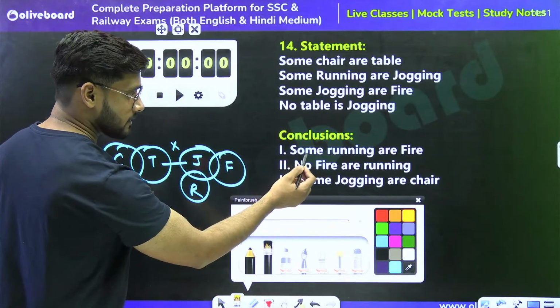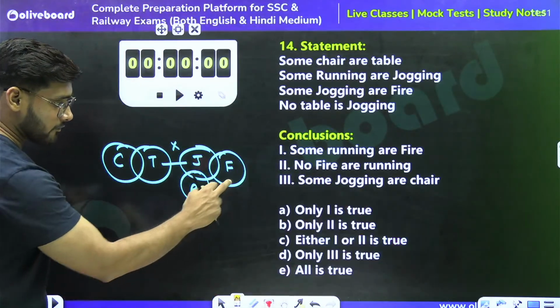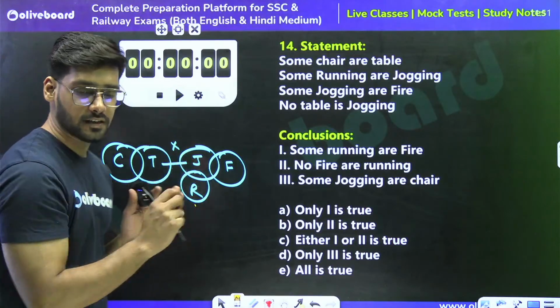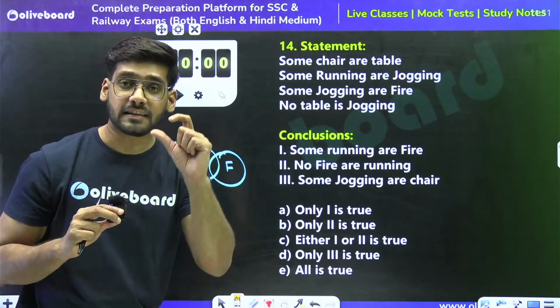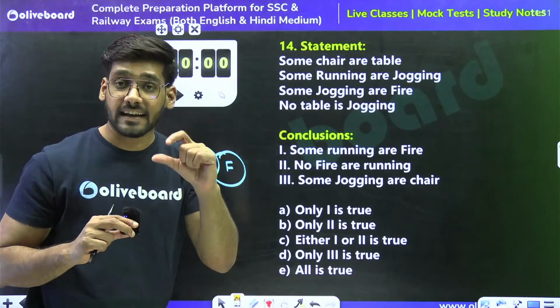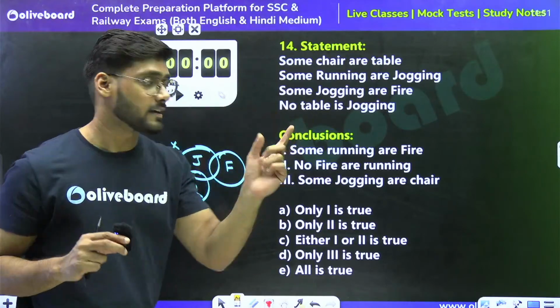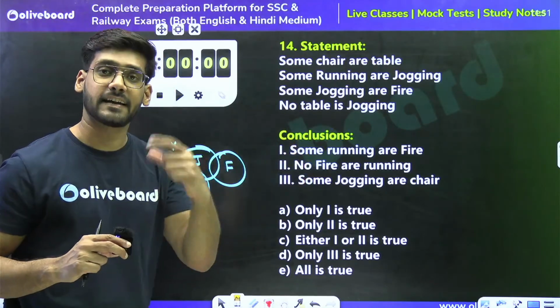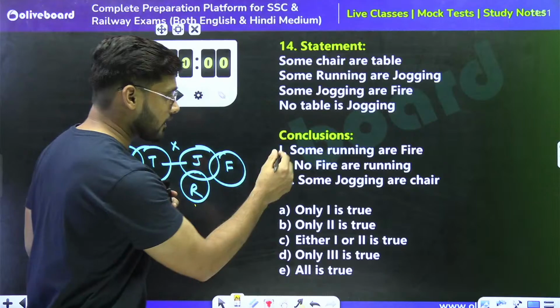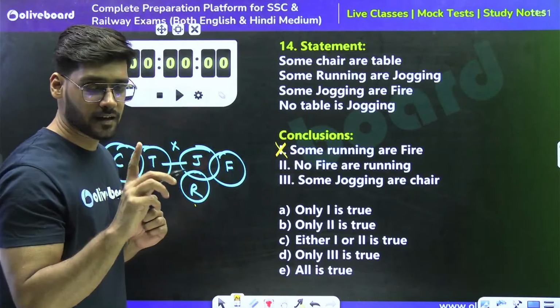First conclusion, some running are fire. Running is there, fire is there. They do not have any relation, but they can make a relation. And they can make means it is a possibility. But he is not saying the possibility, he is saying definitely. So some running are fire is wrong.